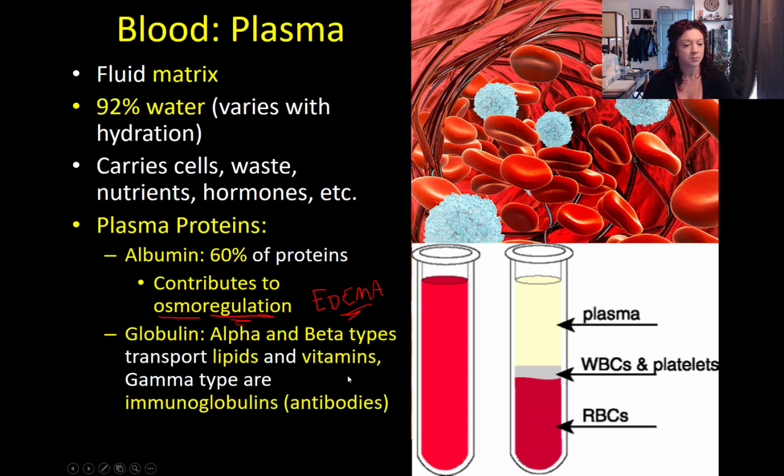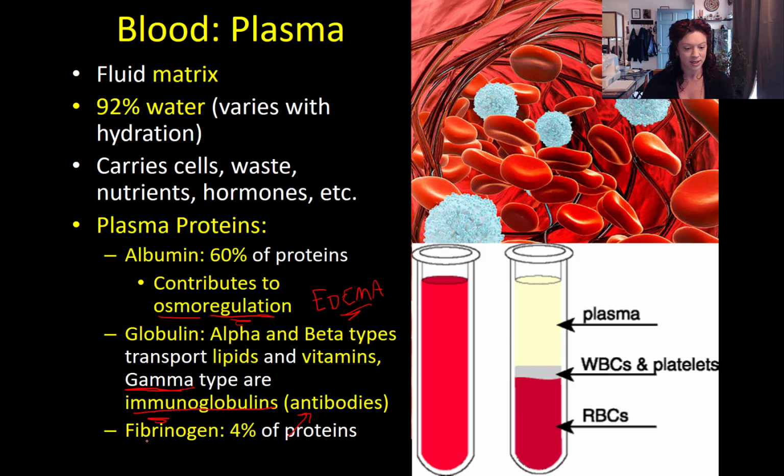There are a couple other plasma proteins you should know about. There's something called globulin. There are alpha and beta types of globulin. Just know that those two forms exist. Globulin is responsible for transporting lipids, or fats, and also vitamins. There is also a gamma type of globulin. The gamma globulins are usually just referred to as immunoglobulins because they're globulins that participate in your immune response. Their common name, antibodies. Antibodies are immunoglobulins. So we're going to talk about antibodies more later.